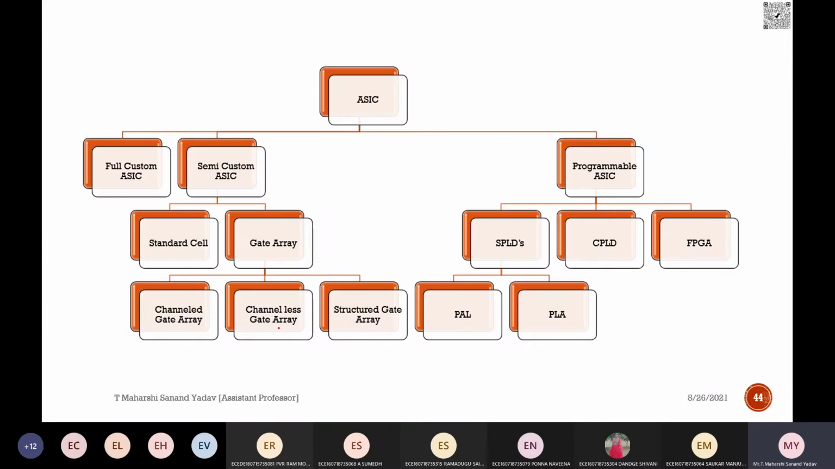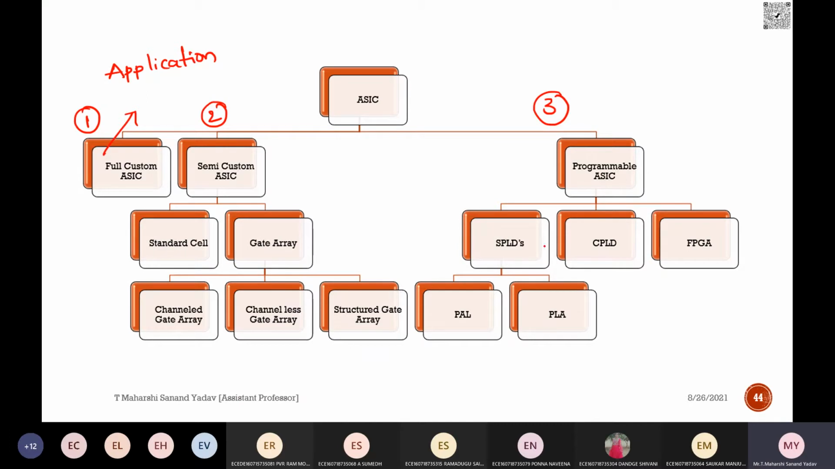Let us see the figure. Application specific integrated circuits are classified like this. The first is full custom, the second is semi-custom, the third is programmable ASIC. Full custom means everything is built right from scratch, and it will work only for one particular application. Semi-custom is again classified into two types: standard cell based and gate array based. The gate array is again classified into three types: channeled, channelless, and structured.